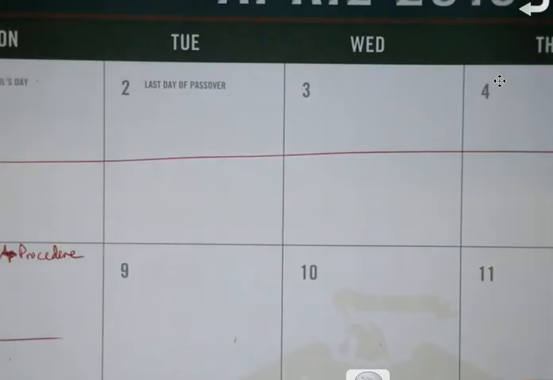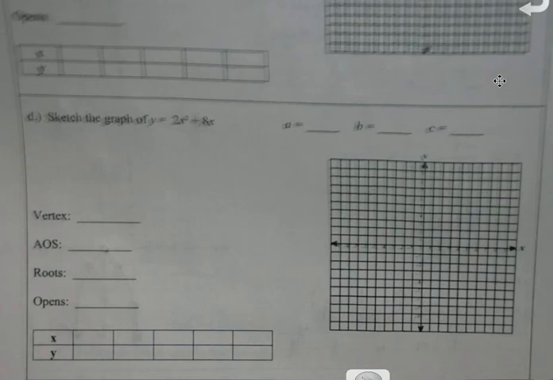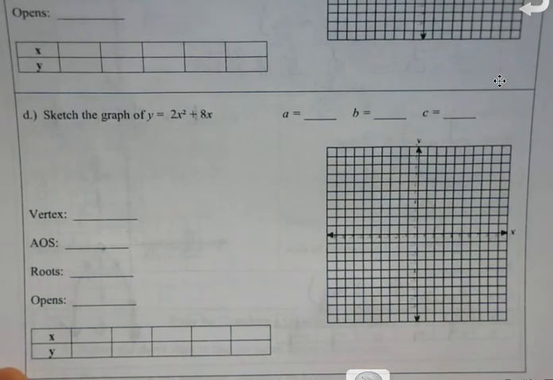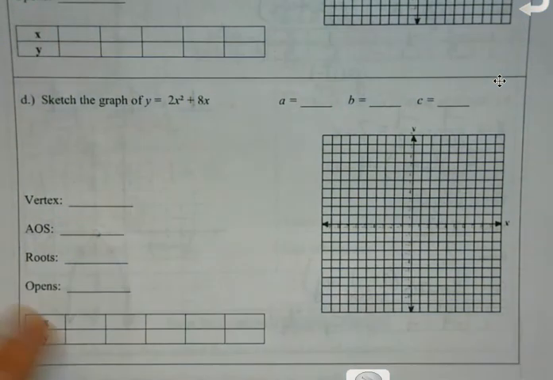Let's see, do I have an interesting one? Yes, letter D. We're going to skip over C and head down to D. So we're going to sketch this graph. Get that folded down a little better. So what do we got?